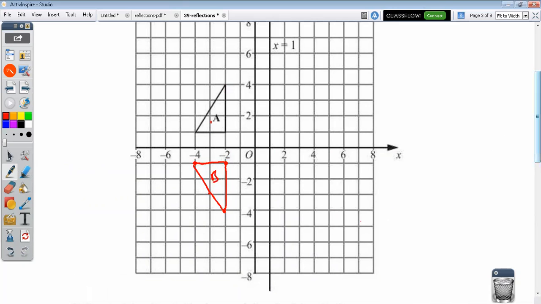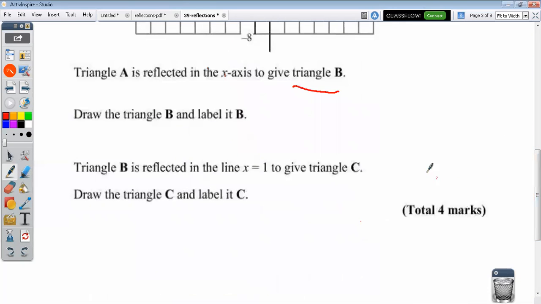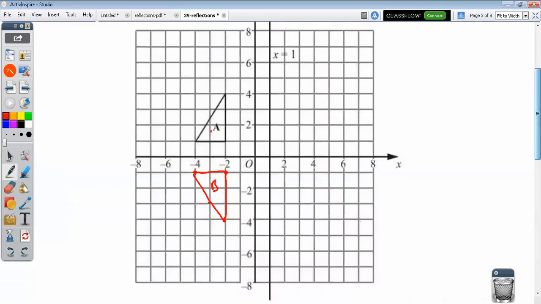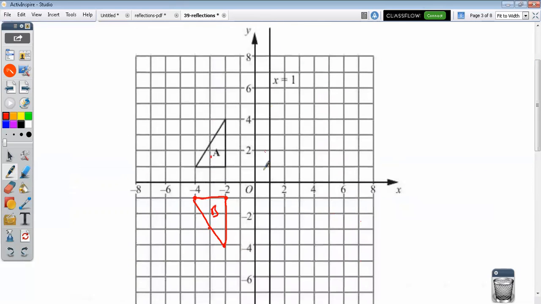That's the first part. Then they're saying B is reflected in the line x is equal to 1. And they have done the line for you there. x is equal to 1. So this comes that side. Are we all agreeing, Laila? So 1, 2, 3. Then this point here, simply 2.